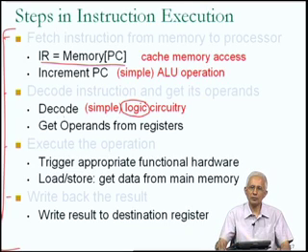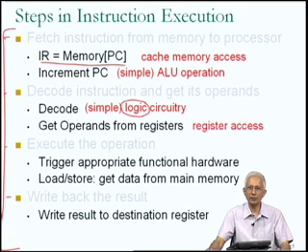So in order to do the decode, some amount of logic circuitry is going to be involved. To get the operands from registers, it just takes the amount of time to access the registers. There are about 32 registers in the processor based on our current assumption. What about the next step in executing the operation? The appropriate functional hardware has to be triggered and the operation has to be done. So for example, if this is an add instruction, then the ALU has to be triggered and the add operation has to be done. So the time involved is the amount of time for the ALU operation.